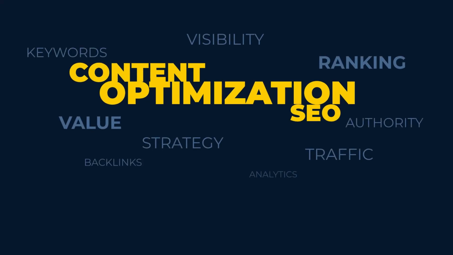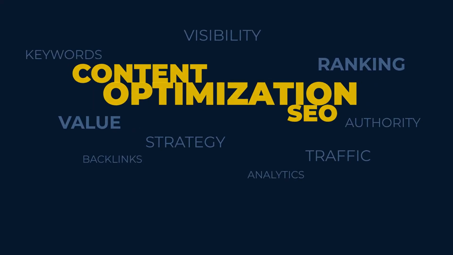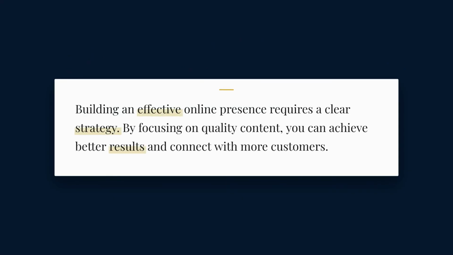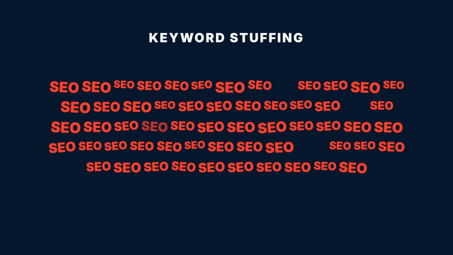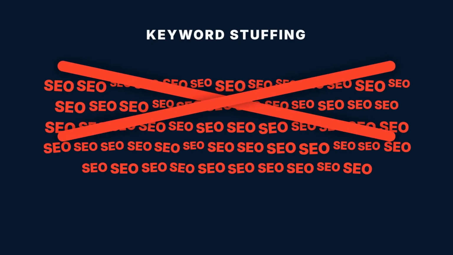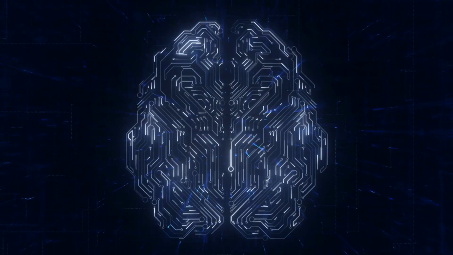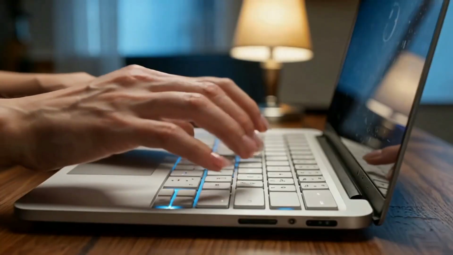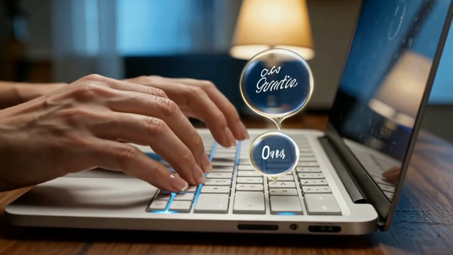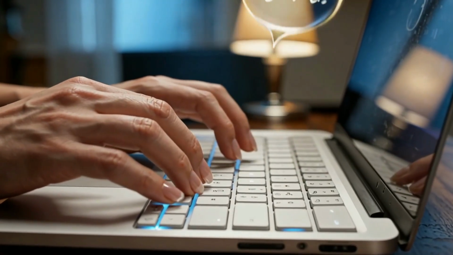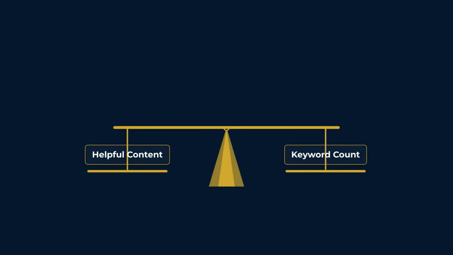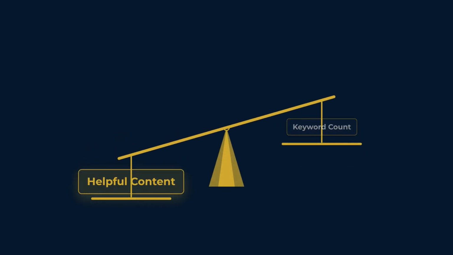Keywords play an important role, but they must be used correctly. Keywords should appear naturally in titles, headings, and content. Years ago, some website owners repeated keywords excessively to try to improve rankings. Today, search engines are much smarter. Instead of stuffing keywords everywhere, write naturally and use related words and phrases. Helpful content is more important than repeating the same term over and over.